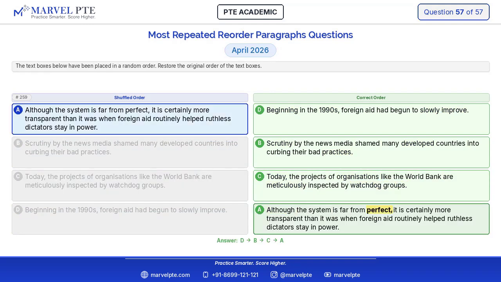Although the system is far from perfect, it is certainly more transparent than it was when foreign aid routinely helped ruthless dictators stay in power.